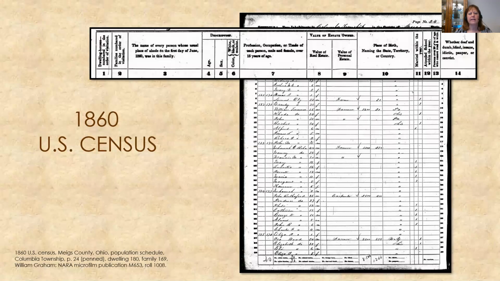The questions asked by the enumerators in 1860 were the same as were asked in 1850, but with one addition. The value of estate owned was now divided into the value of real estate and the value of personal estate. The 1860 slave schedule was also the same as 1850, with the addition of one question. It now asks for the number of slave houses.